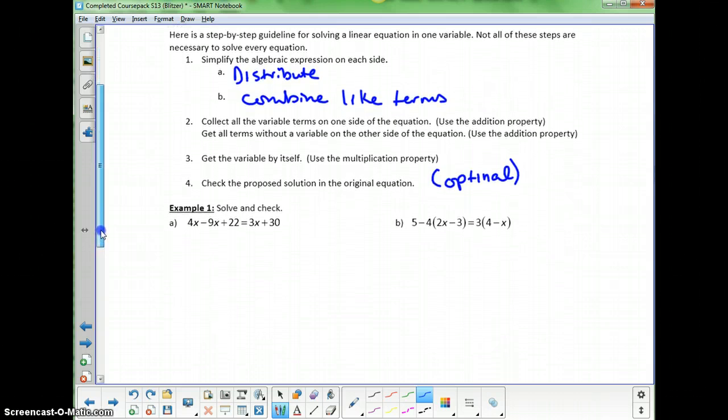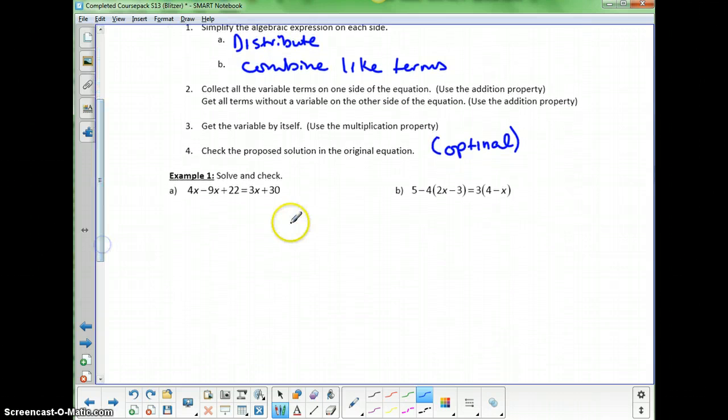So let's look at the first one. There's no distributing to do, but I do have some like terms that I can combine. So the like terms I see right here are the 4x and the 9x. They're on the same side, so when it says 4x minus 9x, I simply subtract like it says, and get negative 5x plus 22 equals 3x plus 30. Now, each side individually is simplified, so move on to step 2.